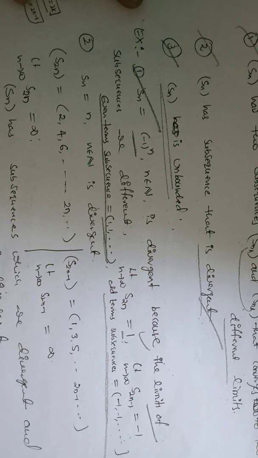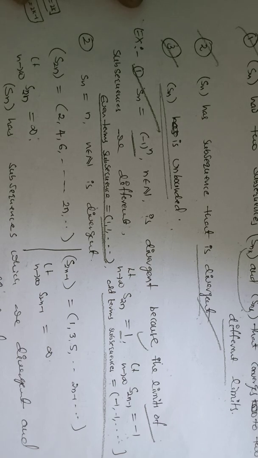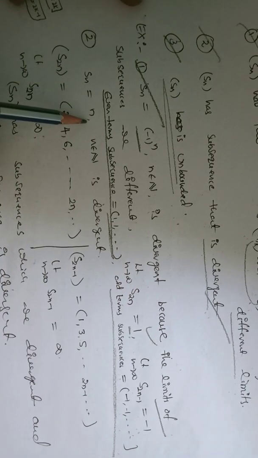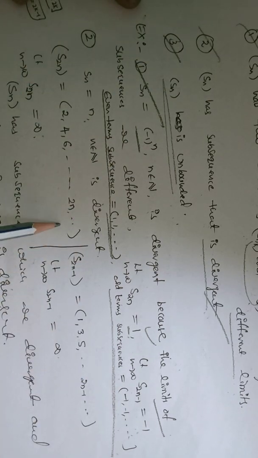In the previous chapter also we proved that the sequence -1 to the power of n is divergent, in a different manner. Here we can find subsequence limits. If these two subsequences' limits are different, the original sequence is divergent. Suppose I am taking Sn is equal to n. I am giving an example for the second condition. S2n is 2, 4, 6 and so on, and S2n minus 1 gives the odd terms of the sequence.